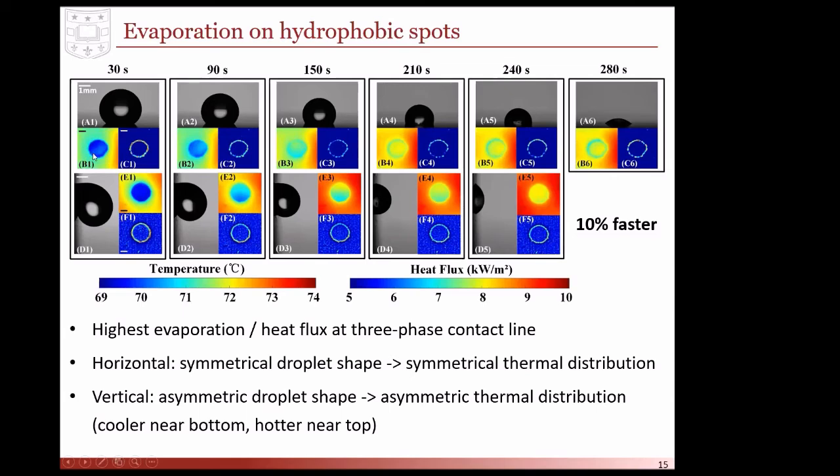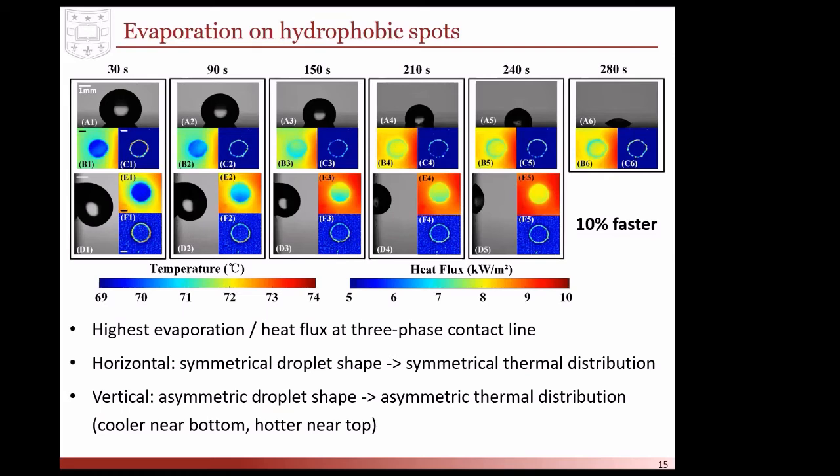The bottom left shows the temperature distribution, the bottom right shows the heat flux. And what we see is very similar to what we would expect, that we have a high heat flux around the contact line of the droplet, and the center basically doesn't contribute to heat transfer at all. So that is what we expected from previous studies as well.